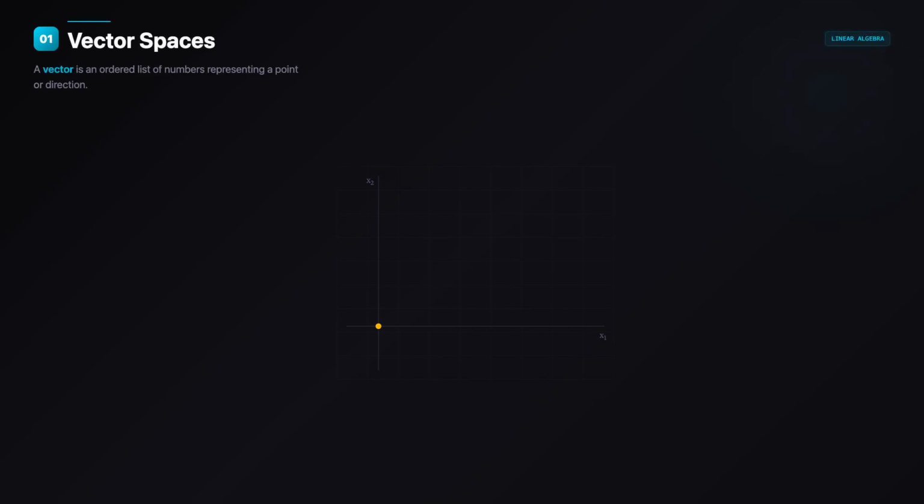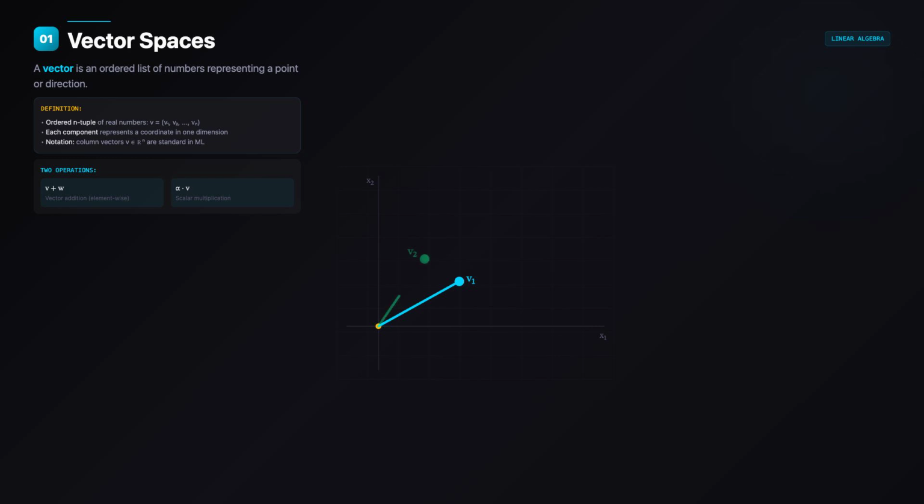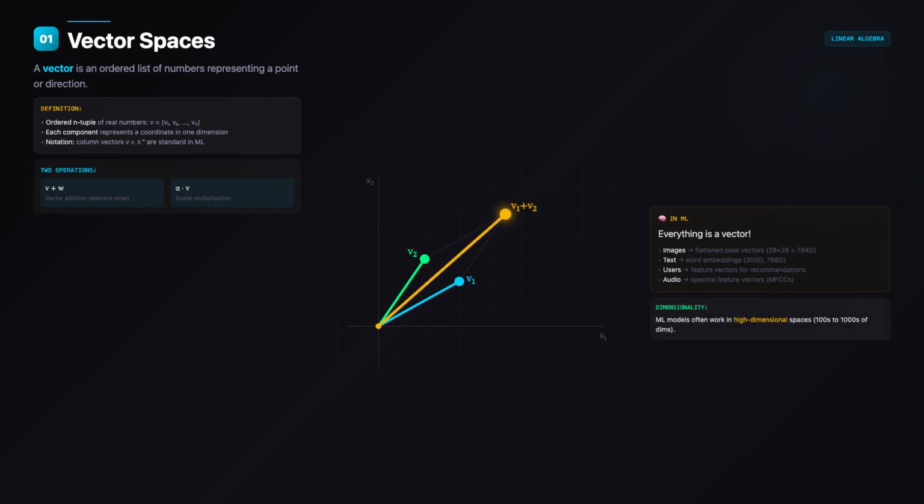A vector is an ordered list of numbers. Each number represents a coordinate in some dimension. In ML, every data point is a vector: images, text, users. Two operations define a vector space: addition and scalar multiplication.